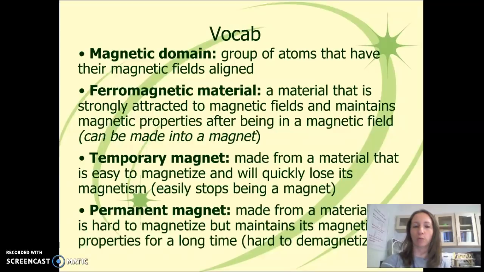Alright, these are the vocab words that you want to make sure you write down on this sheet. Magnetic domain, ferromagnetic material, temporary magnet, and permanent magnet. These are important words for this section. Go ahead and pause to write those down.